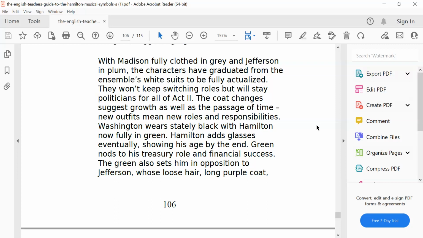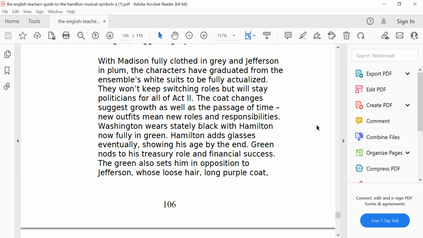Act 2. Madison is in gray and Jefferson is in plum. They've stepped out of the history books to take their roles as characters. And in fact, they're going to keep being politicians in the same colors. Now they are pretty much stuck in their roles and they're not going to change much during Act 2.